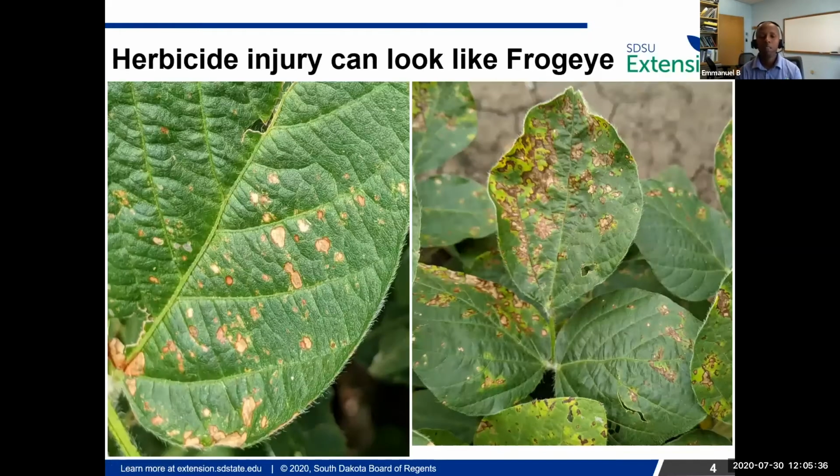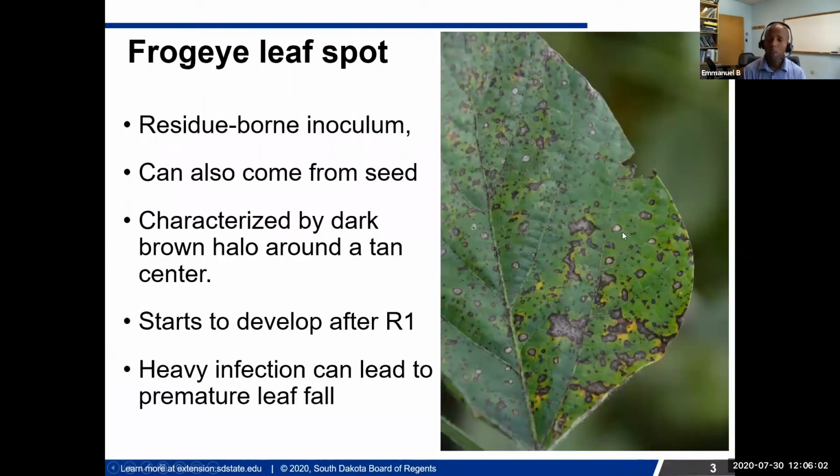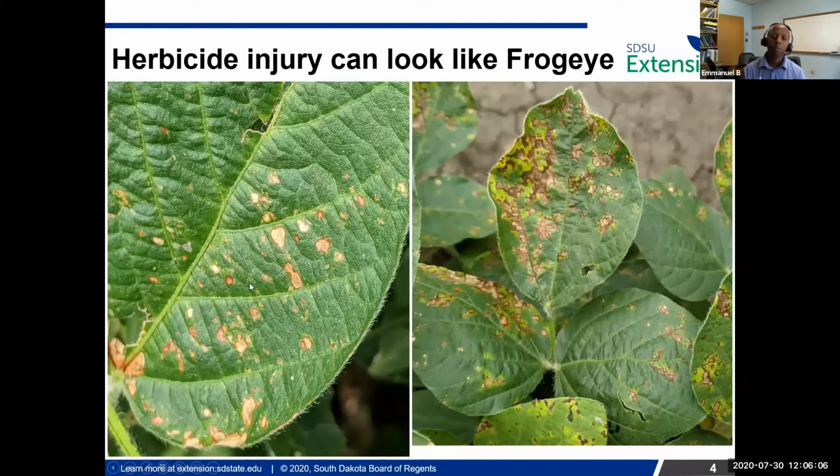So sometimes symptoms of Frogeye leaf spot can be confused with herbicide injury. I have here two examples. Here on the left, we have a soybean leaf with some herbicide injury, and you can see some of these lesions really look like Frogeye leaf spot. But if you don't have that tan center with a dark brown ring around the lesion, then that is not going to be Frogeye leaf spot, but something else.